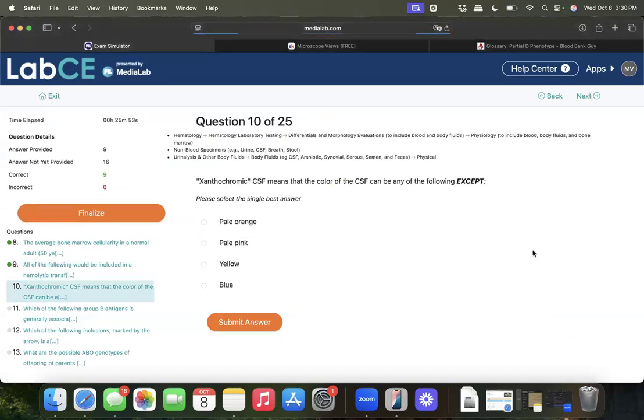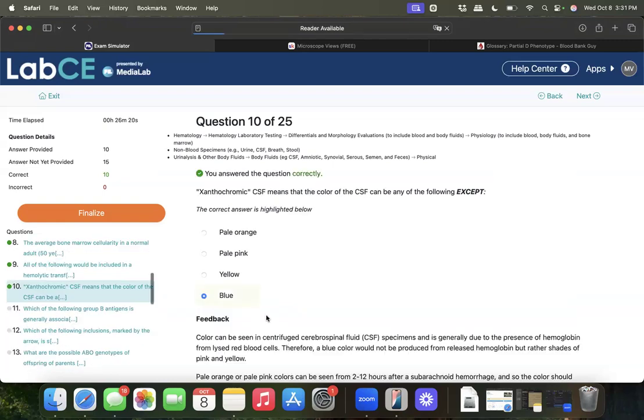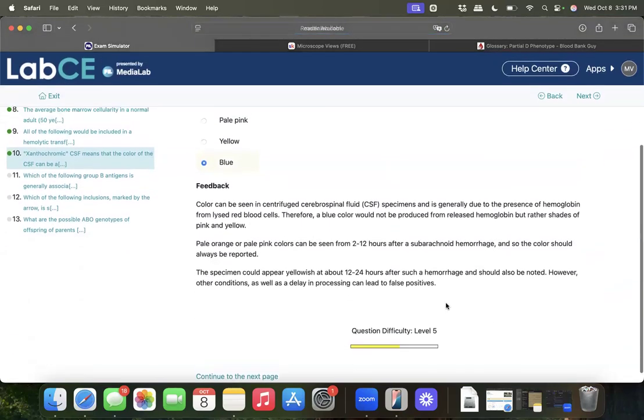All right, xanthochromic CSF means that the color of the CSF can be any of the following except what? Pale orange, pale pink, yellow, or blue. If I saw blue CSF, I would stop what I'm doing and I would walk down to the emergency room and see what's going on with that patient. Because what?